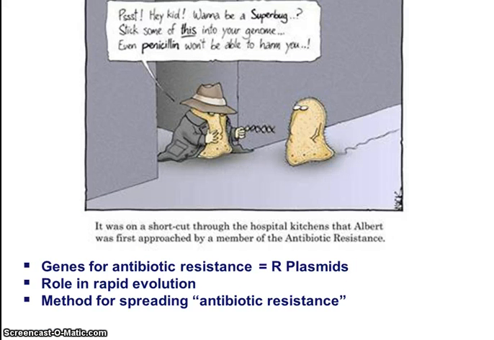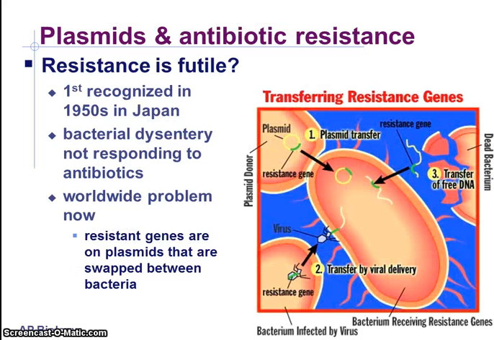So the genes for antibiotic resistance are on plasmids, and they have a role in rapid evolution, and it can also spread antibiotic resistance, where bacteria are no longer affected by the antibiotics that we take.